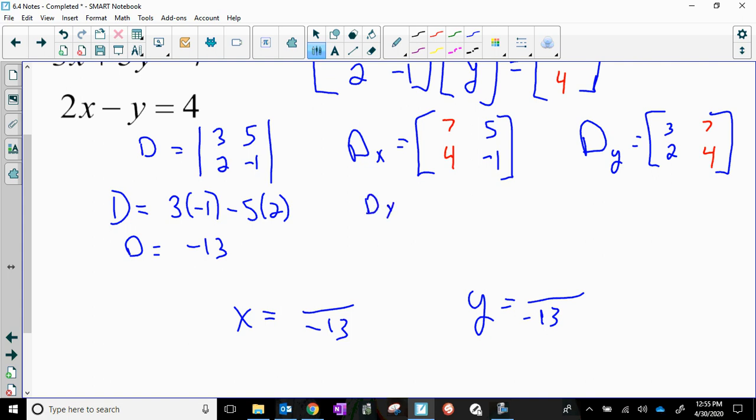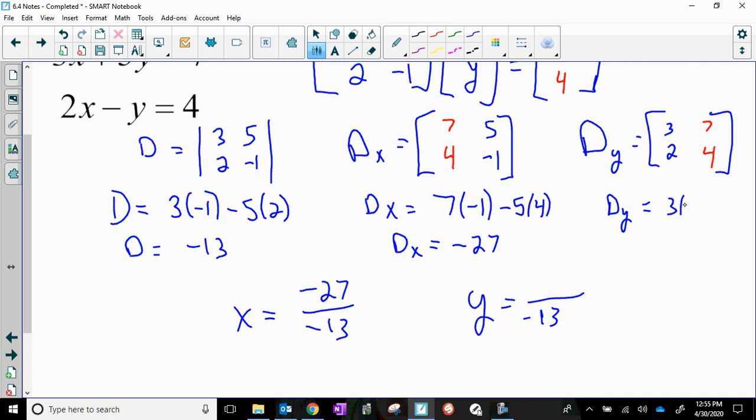Now let's go find Dx. It'd be 7 times -1 minus 5 times 4. So Dx is -7 minus 20, or -27. Dy would be 3 times 4 minus 7 times 2. So Dy is 12 minus 14, or -2. That's the numerator of the y.